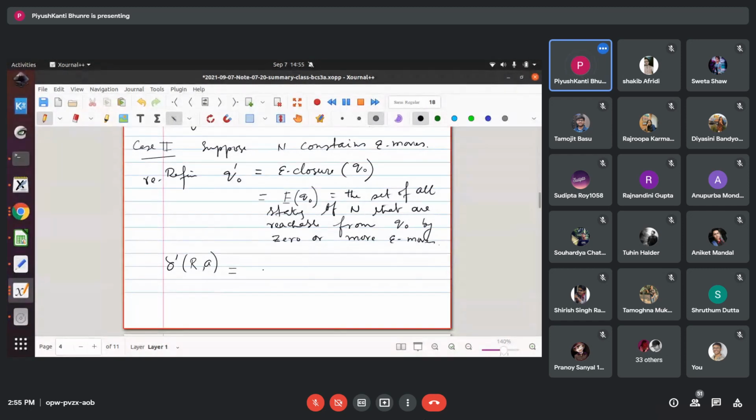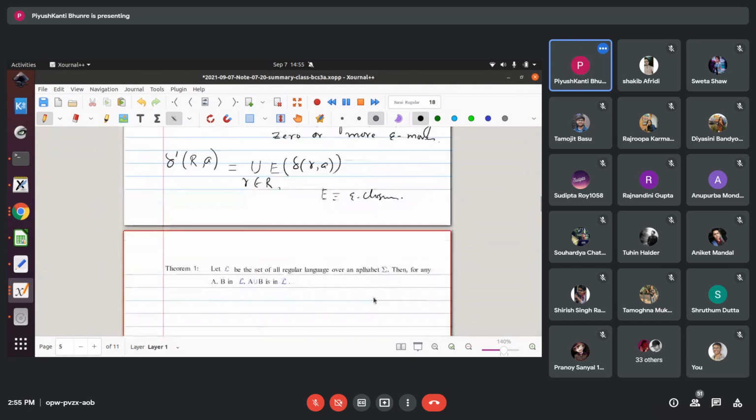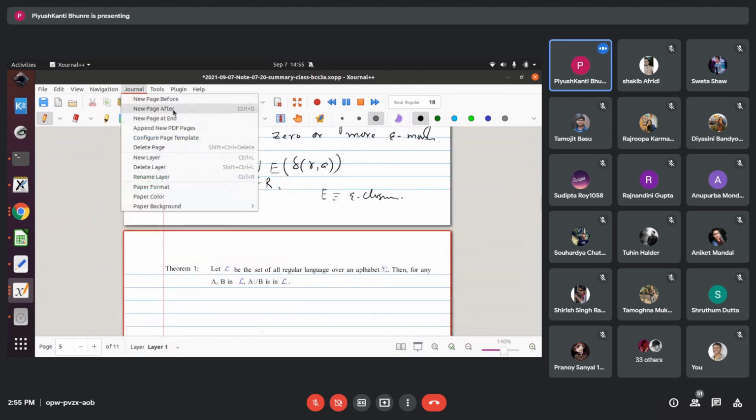So here, what we will do is, we take the union of E of delta(r, a), r belongs to R. So this E basically stands for epsilon closure. I'll explain it. What is the meaning of this? Okay.